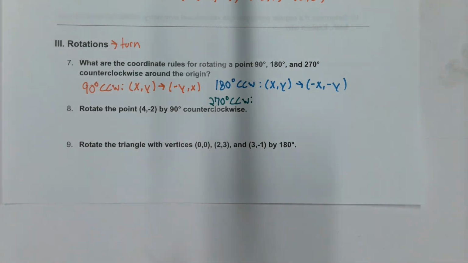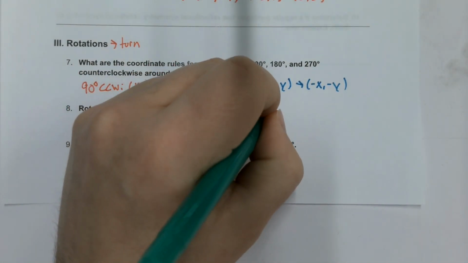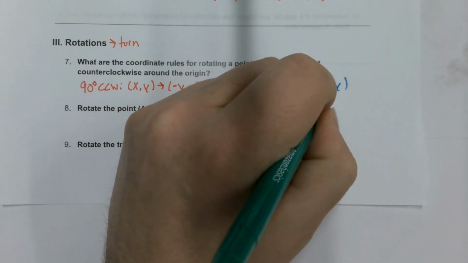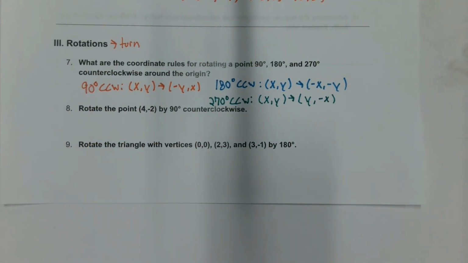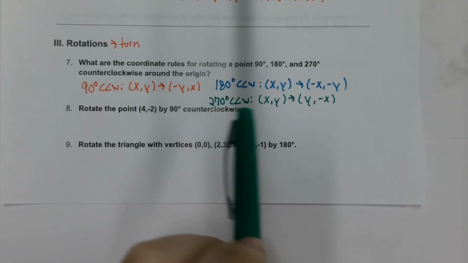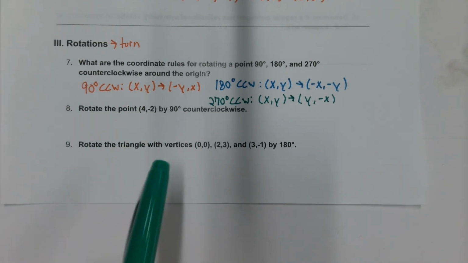So then the last one we have is going to be 270 counterclockwise. So 270 counterclockwise, it's going to be (x, y), and that's going to become (y, -x), the opposite of this. And again, 270 counterclockwise would be the same thing as 90 clockwise. So those rules will be the same, just like 90 counterclockwise is the same thing as 270 clockwise.